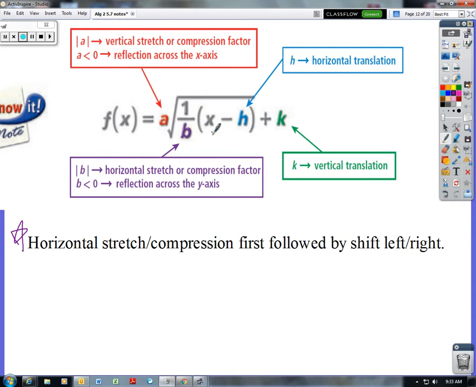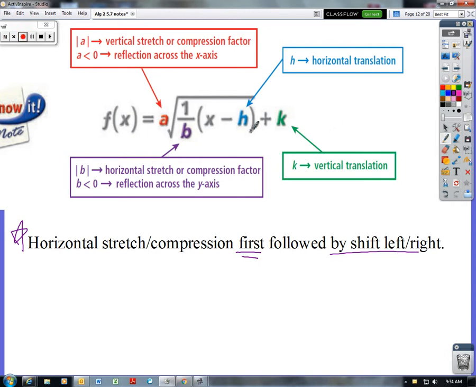What these parentheses do is mean that if you have a horizontal change in here, a stretch or a compression, that's going to happen first. Then the graph will get shifted. So when there's parentheses in here, this is the order of these transformations. And really the rest of the stuff inside is all the stuff we've seen before. It's just the parentheses are new.